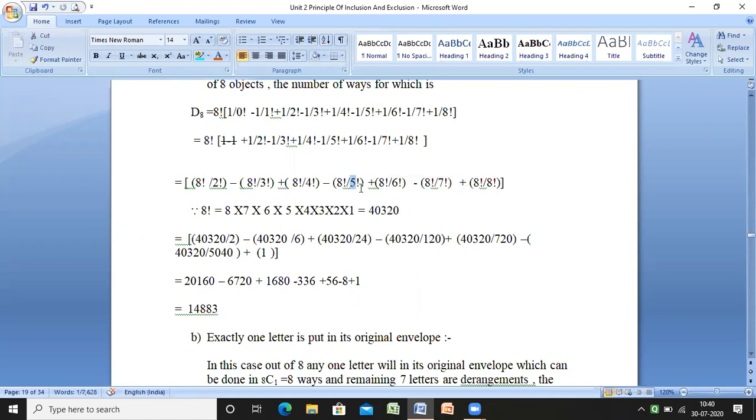5 into 4 into 3 into 2 into 1, that is counted as 120. Similarly, 6 factorial, 7 factorial. So 6 factorial counts as 720 and 7 factorial counts as 5040. Okay, so in this way, we are going to divide that 40,320 by their respective division points like 5, 6, 7 factorials.